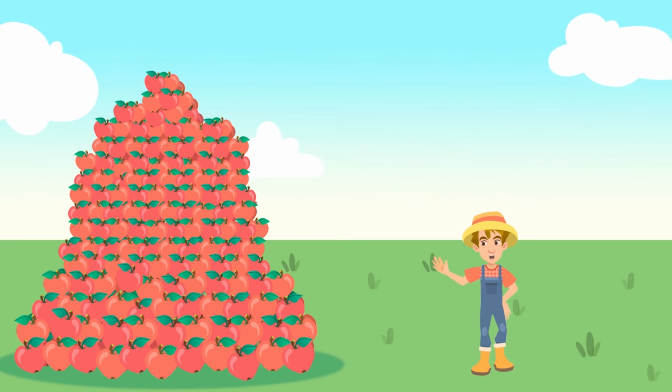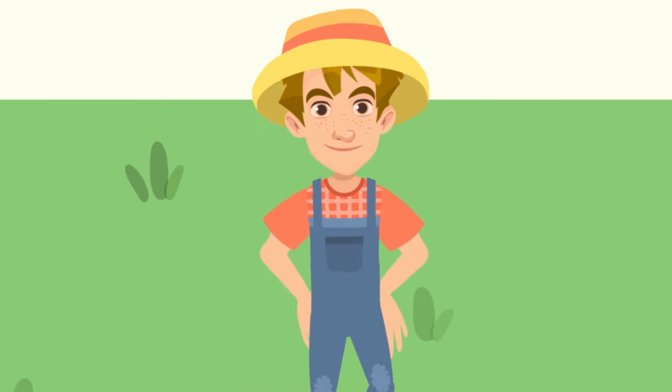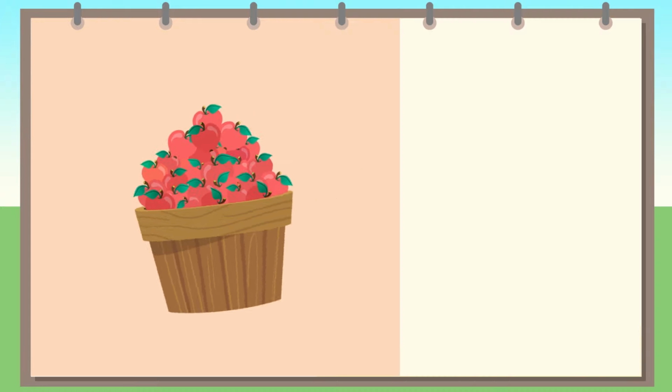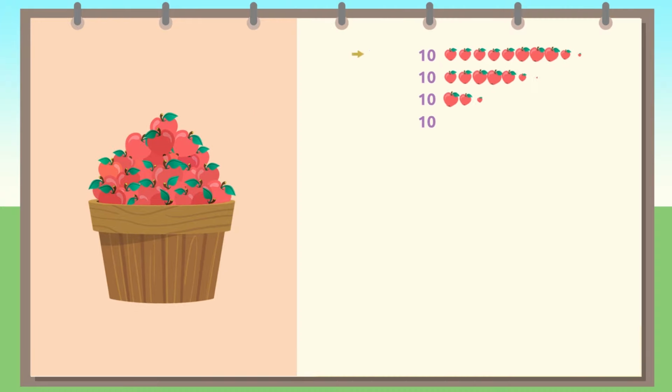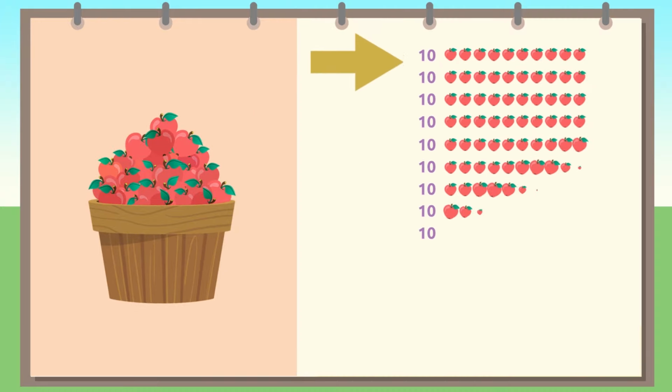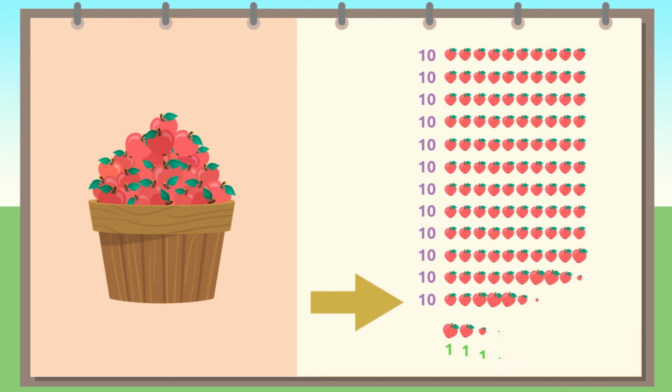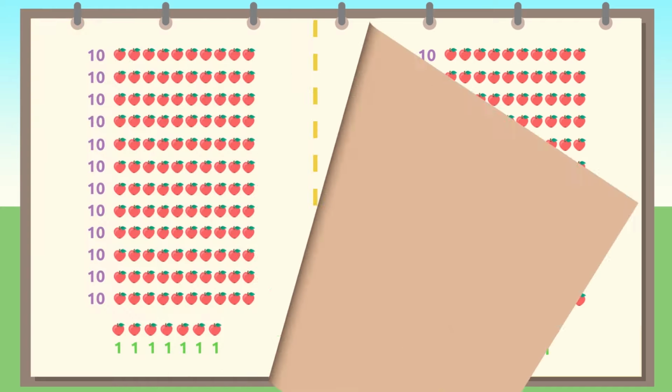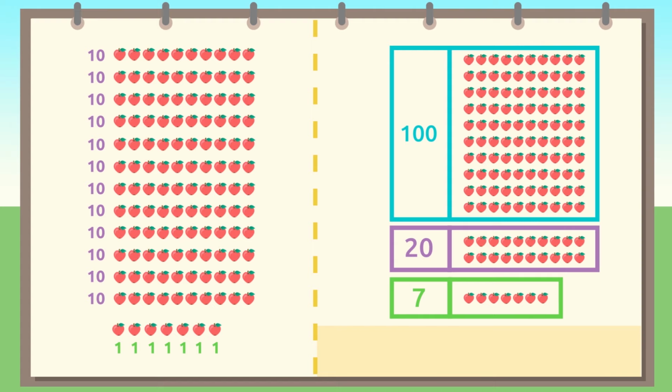Here's another pile of apples I need to count. It looks like I have 12 groups of 10 apples and 7 single apples left over. That's a lot of groups I have to add together. I've got it! I can make a new group.